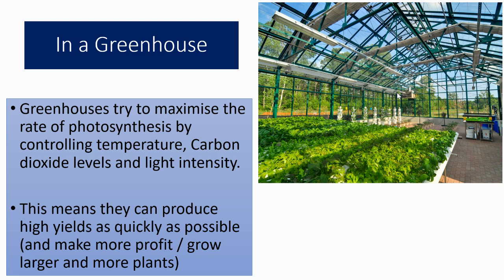There are lots of commercial greenhouses around the country and the world, and what these will do is try and produce as many plants as quickly as possible. So to do that, they need to understand how photosynthesis works. So greenhouses try to maximise the rate of photosynthesis by controlling temperature, carbon dioxide levels, and light intensity. So by maximising carbon dioxide and light intensity and getting it at the optimum temperature, ideally you'd be able to grow lots of plants very quickly and then maximise your profits. So that is called making a high yield. So you want to do it as quickly as possible to make more profit. So that would be a commercial greenhouse.